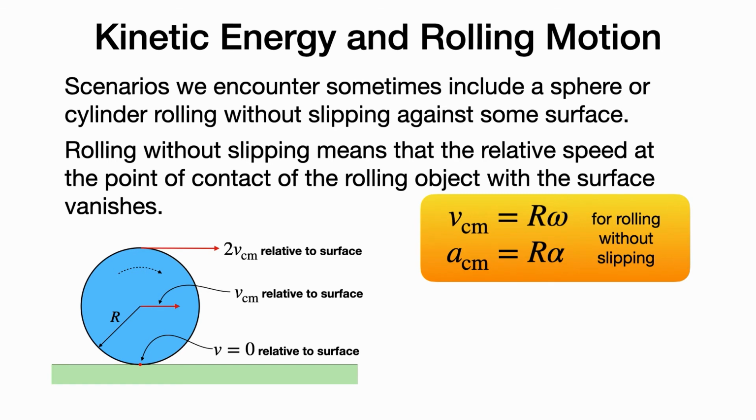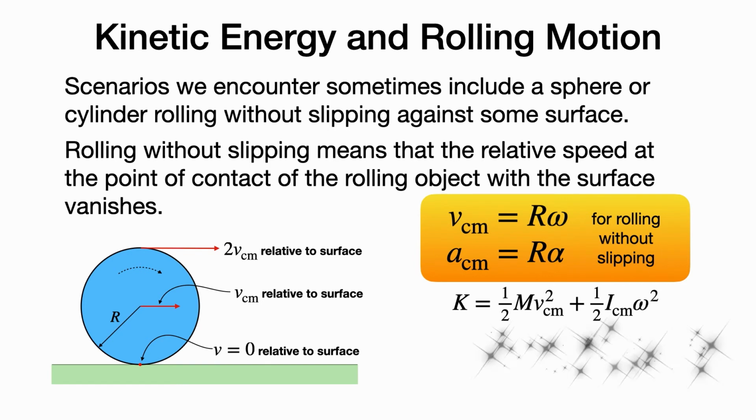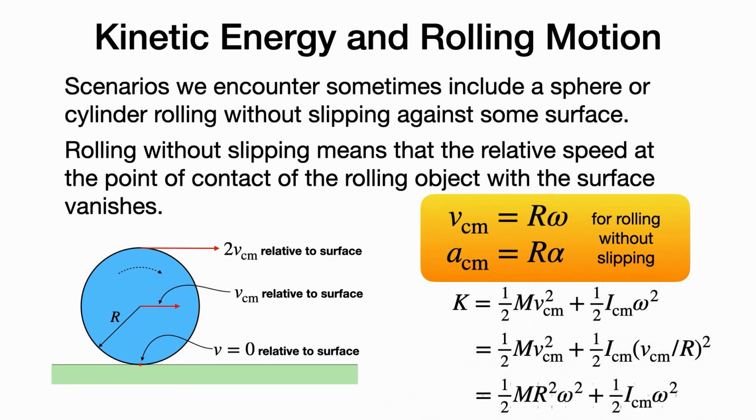The kinetic energy of the whole rolling object can be given as a sum of the translational kinetic energy and the rotational kinetic energy. Because of the relationship between the velocity of the center of mass and the angular velocity, we can write this total kinetic energy either in terms of the center of mass velocity or in terms of the angular velocity of the object.